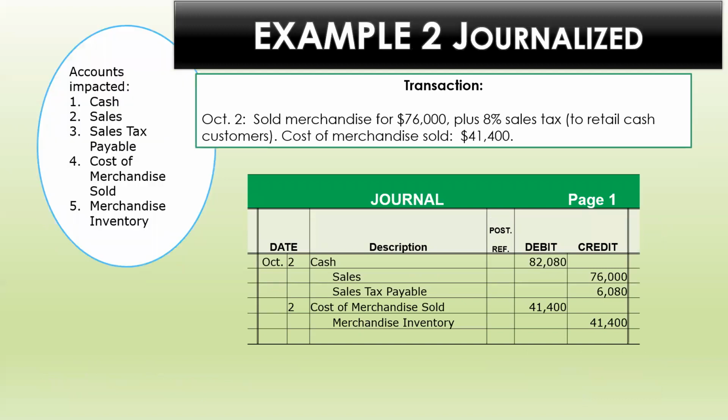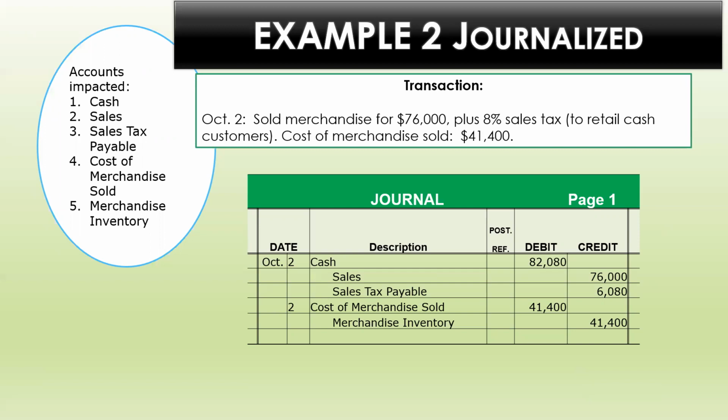Using these accounts, cash, sales, sales tax payable, cost of merchandise sold, and merchandise inventory, we'll journalize 2 journal entries here. First, we have the date, October 2. The first debit is going to be utilizing the cash account in the amount of $82,080. Sales is credited for $76,000. Sales tax payable is also credited for $6,080.